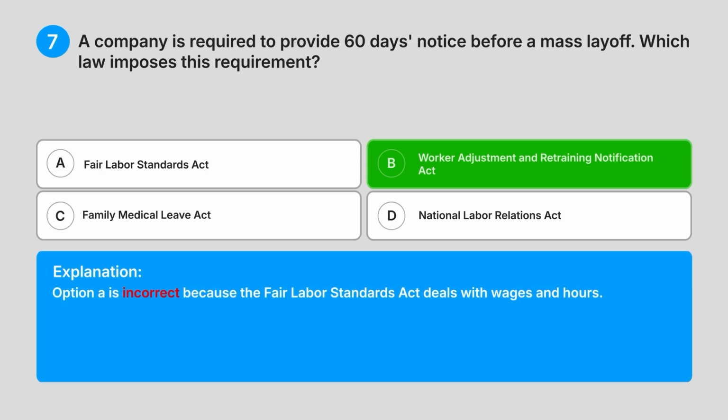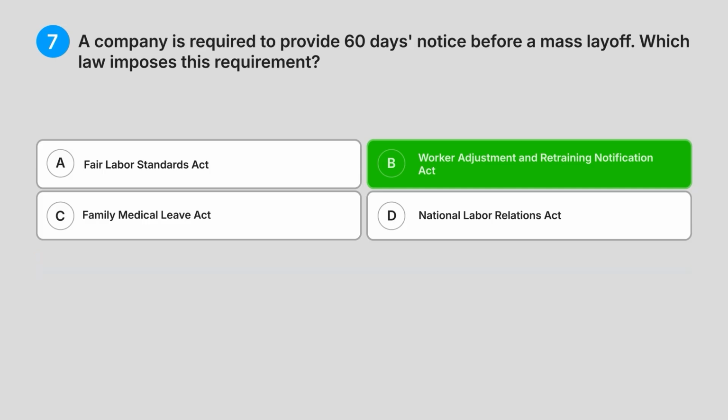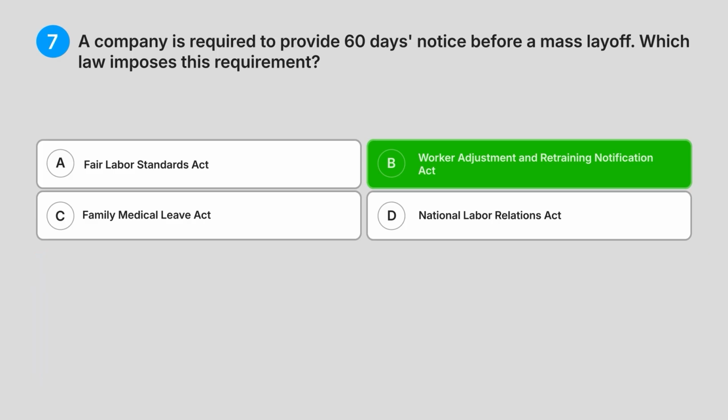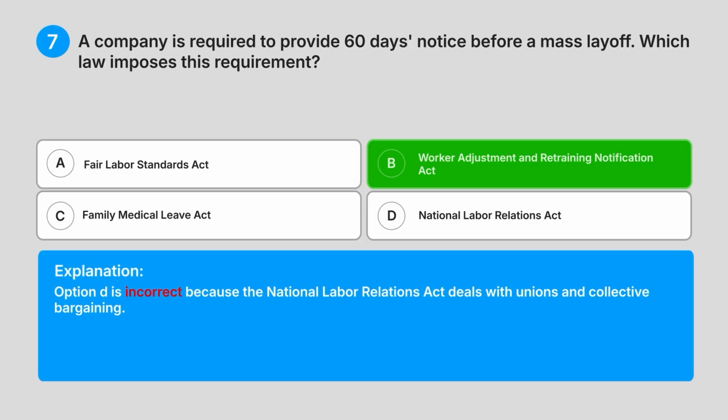Option A is incorrect because the Fair Labor Standards Act deals with wages and hours. Option C is incorrect because the Family Medical Leave Act deals with family and medical leave. Option D is incorrect because the National Labour Relations Act deals with unions and collective bargaining.